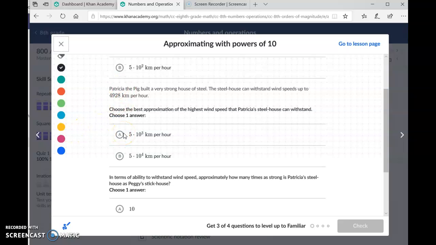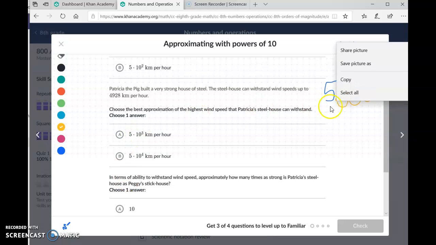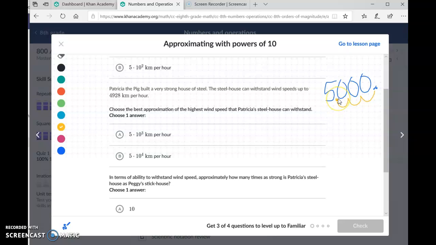So I'm going to do a different color here. So it's very close to 5,000. Now I'm going to put this into scientific notation. So if my decimal point starts right here, when I put it into scientific notation, I need it to end up right here. Okay, so I need it to end up right here. So that helps me because it's going to tell me what my exponent is.